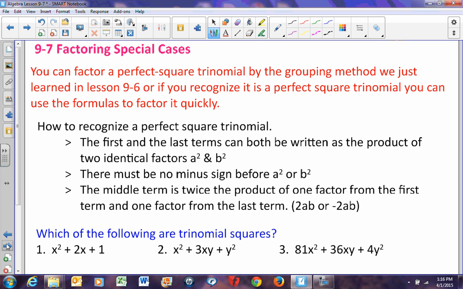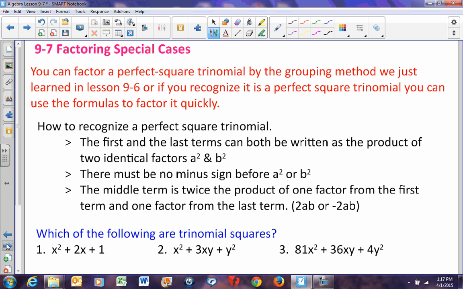Now, how do I know if something is a perfect square trinomial? You can factor it using the grouping method we learned in 9.6, or if you recognize it's a perfect square trinomial, you can use the formula to factor it faster. How do you recognize if it's a perfect square? First thing to look at, the first and last terms must be perfect squares. The first term has to be something like 9m squared, or 25t squared, or just x squared. It has to be a number squared and a variable squared, or just a number, or just a variable squared.